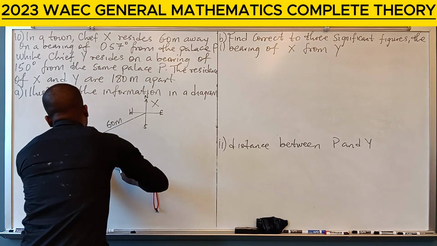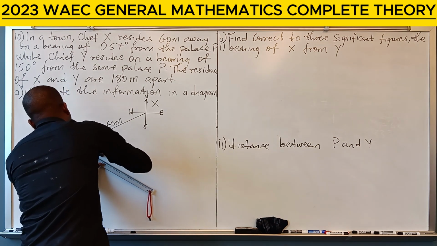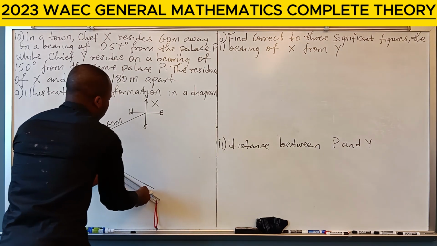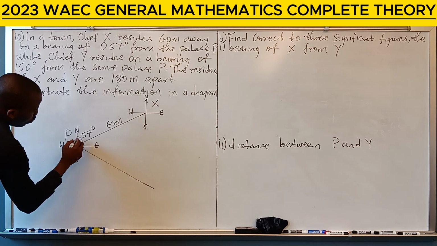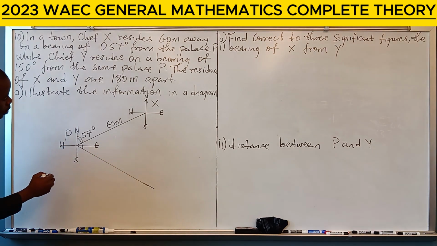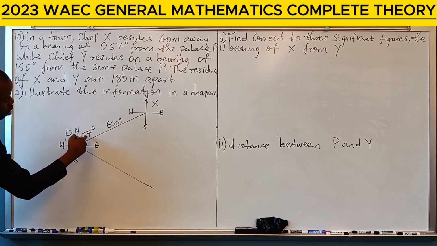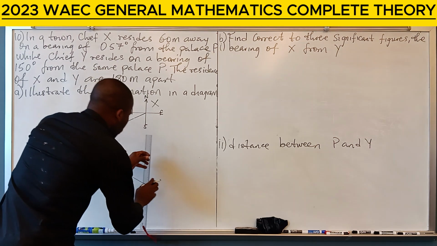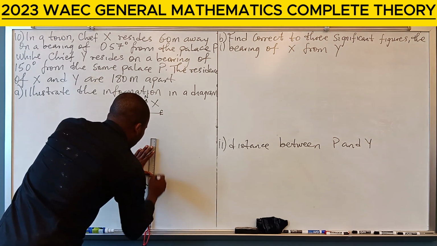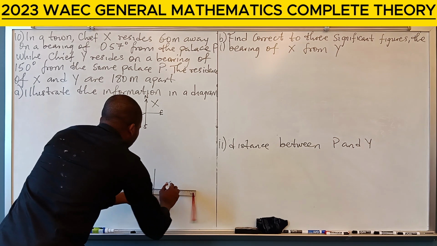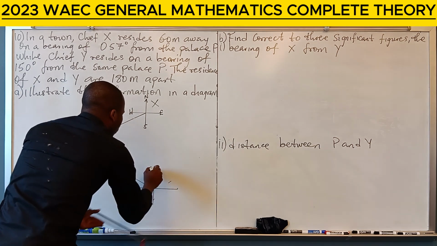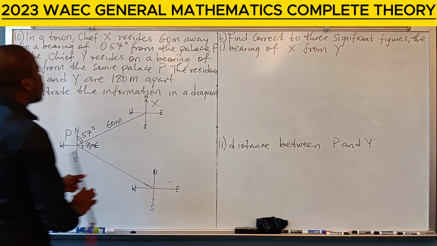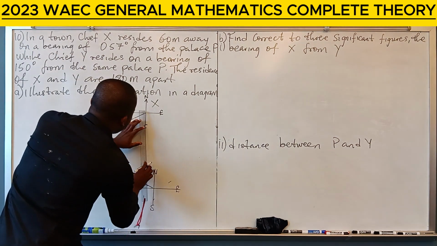150 degrees. So the whole of here is 150. So if here is 57, 150 minus 57, here is 93 degrees. And this is our Y, north, south, east, west. We are asked to find, let's finish it.